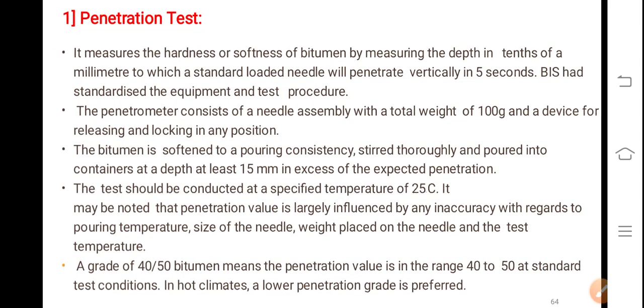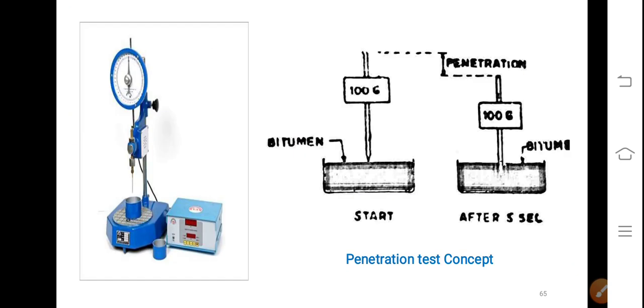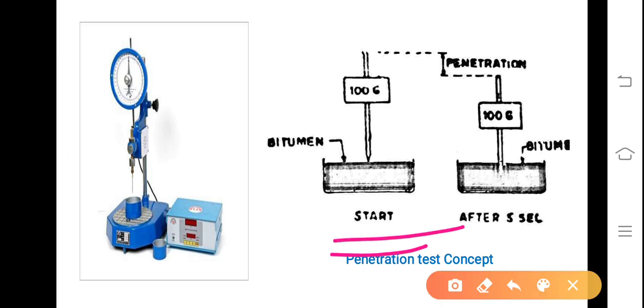You have to prepare the specimen by heating the bitumen material to a pouring temperature of 70 to 90 degrees centigrade, and it should be poured in a specimen cup. Then it should be cooled in the atmosphere first for 30 to 40 minutes, and suspended in water for about 1 hour, and then it is ready for test. Then you have to take a standard penetrometer. This is a standard penetrometer. This is the concept of the test.